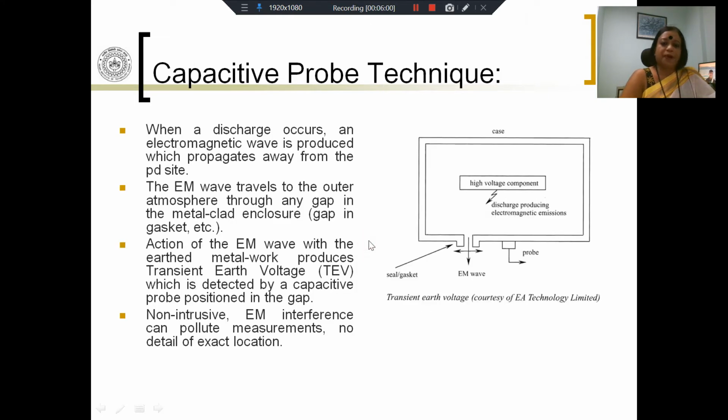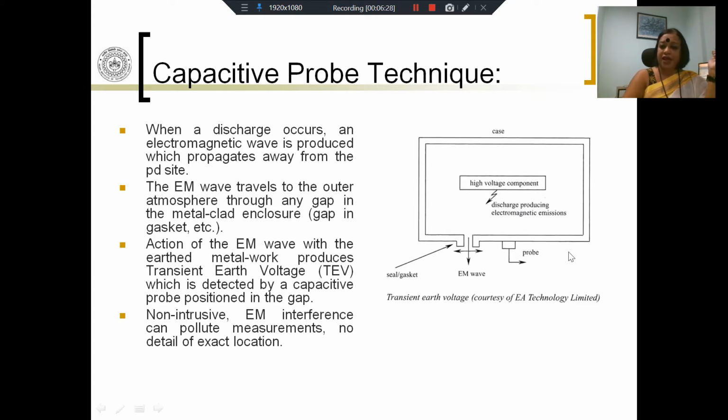Next, we come to the capacitive probe technique. Now, let us imagine you have an enclosure, and within that enclosure, there is a high voltage component and there is a resultant partial discharge. When this partial discharge happens, electromagnetic emission will take place from this discharge. These electromagnetic radiations will travel outwards from the location of the partial discharge, and it will travel towards the enclosure tank, the walls of the enclosure.